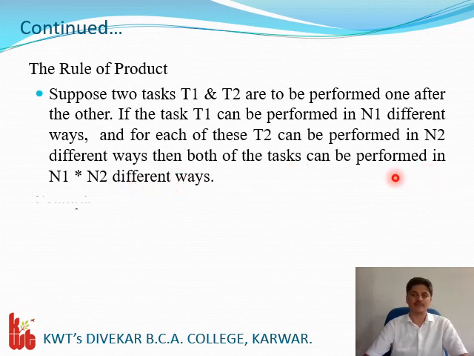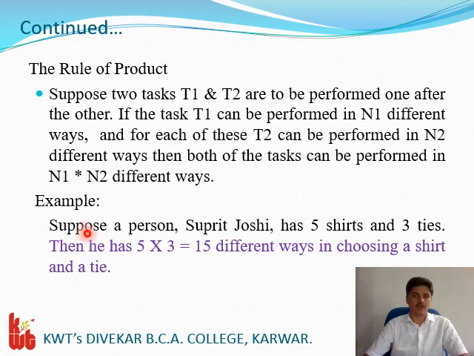For example, suppose a person, again Suprit Joshi, has 5 shirts and 3 ties. Then how many different ways does he have to choose a shirt and a tie? He can choose a shirt in 5 ways, and he can choose a tie in 3 ways. So the total number of different ways of choosing a shirt and a tie is 5 into 3, that is 15 different ways.